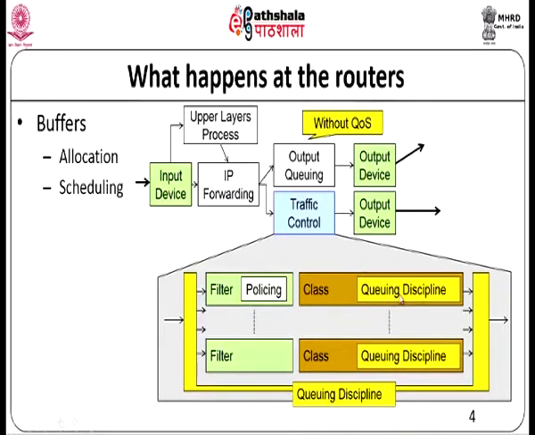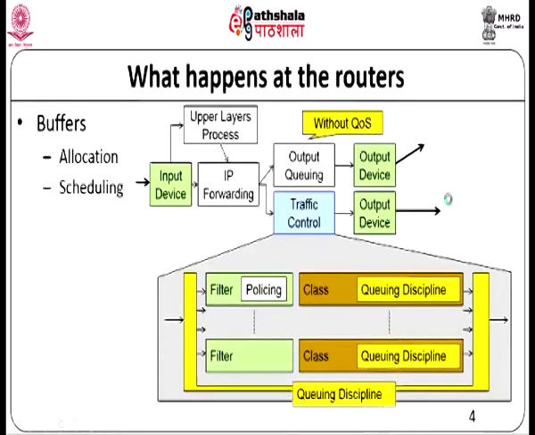There are different queuing disciplines, and if you are doing some quality of service mechanisms, then depending on the queuing discipline, you would have different qualities of service being implemented. That is one part of it. But even if you are not doing QoS, simple output queuing is what is normally done.